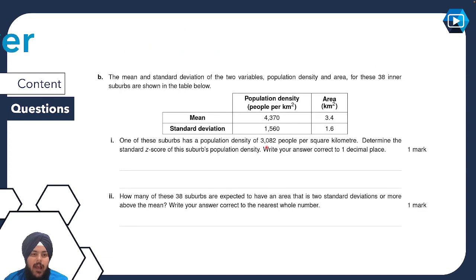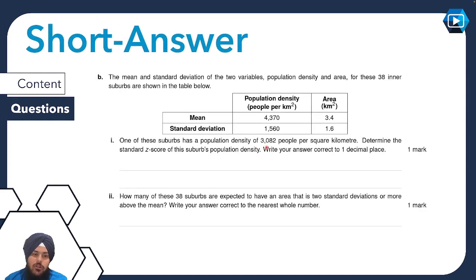And lastly, we have a short answer question. The mean and standard deviation of the two variables, population density and area, for these 38 inner suburbs are shown in the table below. One of these suburbs has a population density of 3,082 people per square kilometer, and we have to determine the z-score. Remember, the z-score formula is z-score is equal to x minus x mean over standard deviation.